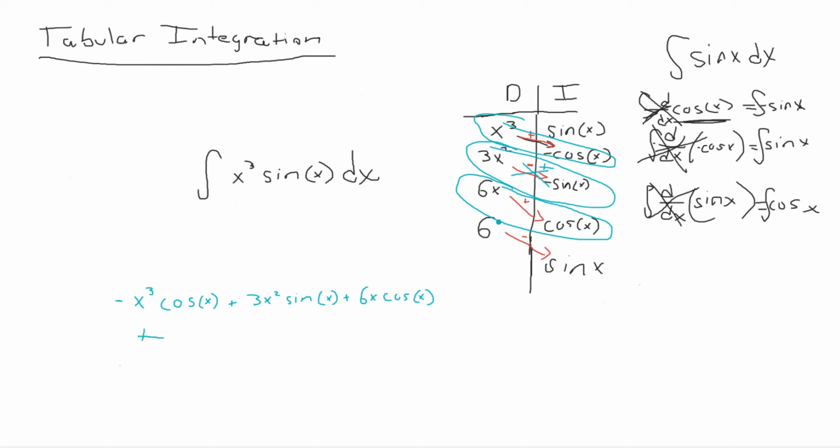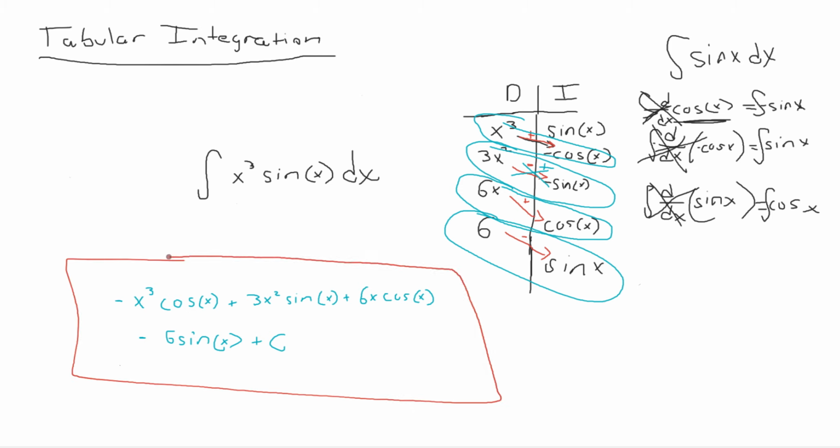And finally we have these, so this is going to be actually negative. So we can just put minus, right? And we have 6 sine of x. And we can't forget our integration constant plus c. And this would be our answer right here. And we are done.